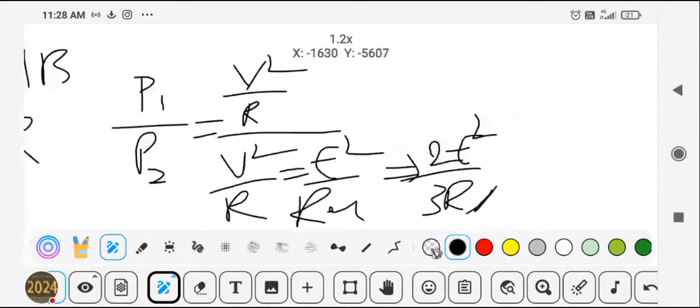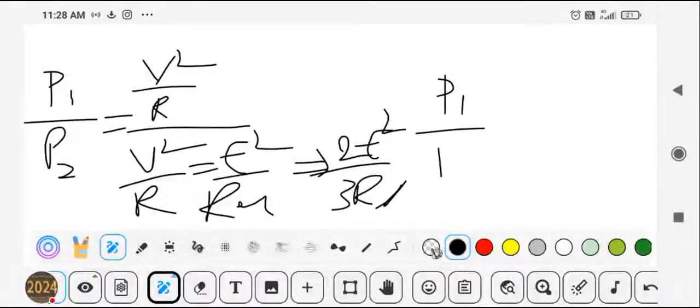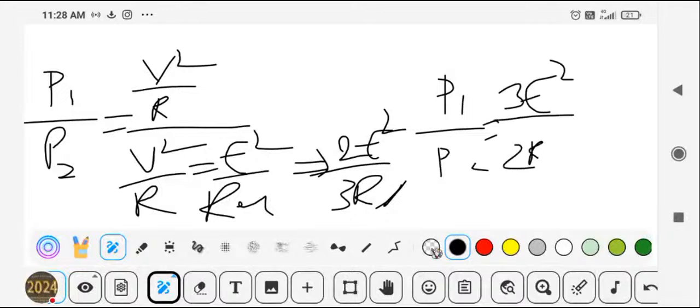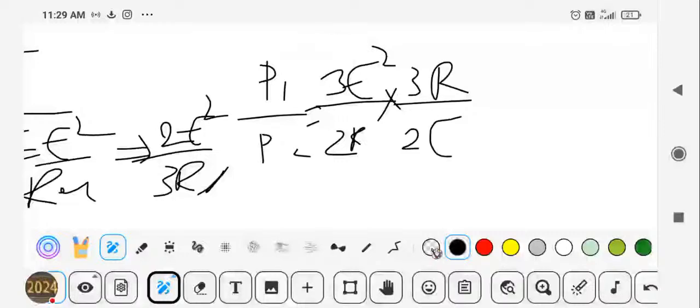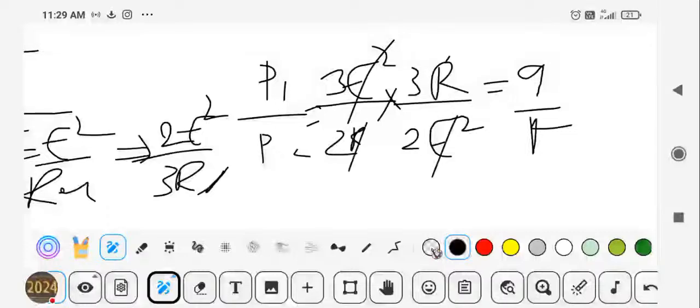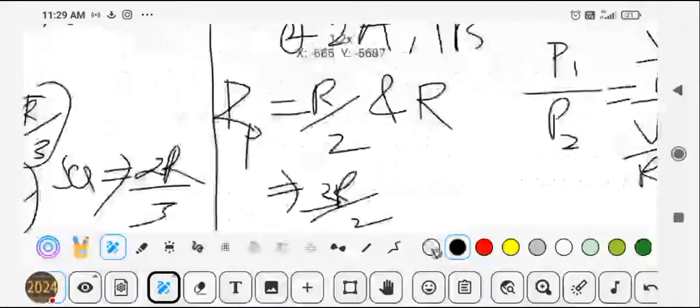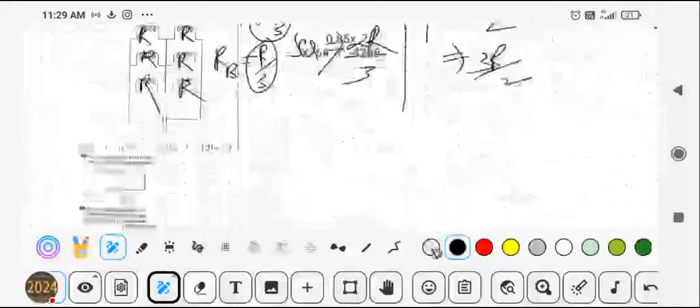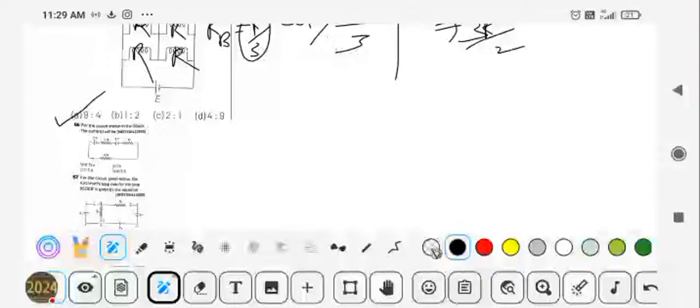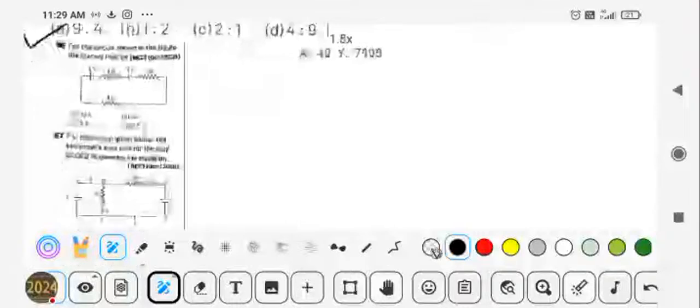If so, then we can write P1 by P2 as 3E square by 2R into 3R by, so which will be cancelling. E square gets cancelled, R gets cancelled. 9 by 4 will be left. So the ratio will be 9 by 4. This is how the question is solved. Questions like these are common in NEET, okay? They can ask these types of questions. Yes, moving on to the next question.